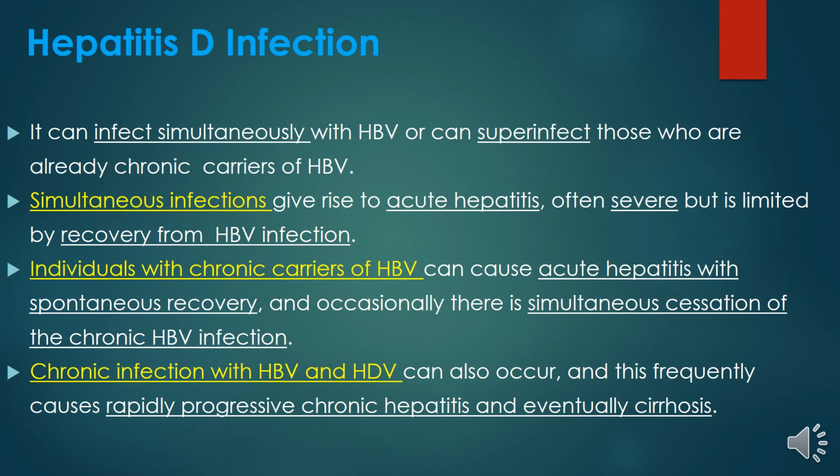It can infect simultaneously with hepatitis B virus and can superinfect those who are already chronic carriers of hepatitis B virus. Simultaneous infection gives rise to acute hepatitis, often severe, but is limited by recovery from hepatitis B virus infection. In chronic carriers of hepatitis B virus it causes acute hepatitis with spontaneous recovery and occasionally simultaneous cessation of the chronic hepatitis B virus infection. Chronic infection with hepatitis B virus and hepatitis D virus can also occur, and this frequently causes rapidly progressive chronic hepatitis and eventually cirrhosis.